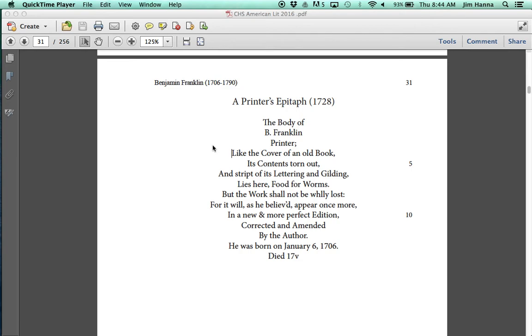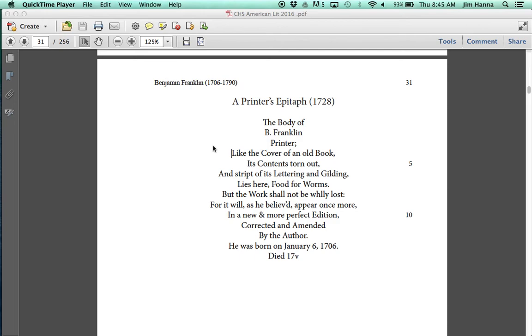I do want you to annotate this, and what I'm asking you to look for is really the figurative language, the device that Benjamin Franklin is using in this epitaph. So consider that, read this, and take a look for that figurative language.